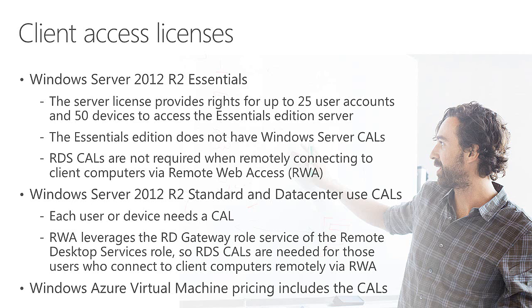You can also just use VPN connections, and you can RDP directly to client computers in the environment if a remote computer is connected via VPN. So we'll talk more about that and the choices that you have and why you might want to do one versus the other, and how that all works. But keep in mind that the Standard and Data Center editions do use the CAL model. You will need a Windows Server CAL for each user or device, and you will need RDS CALs for those users who are going to take advantage of any of the RDS features. And again, when you're running in Windows Azure, the subscription pricing for your virtual machine includes CALs, so you don't have to worry about that either.